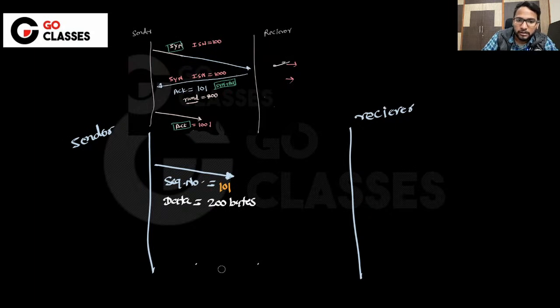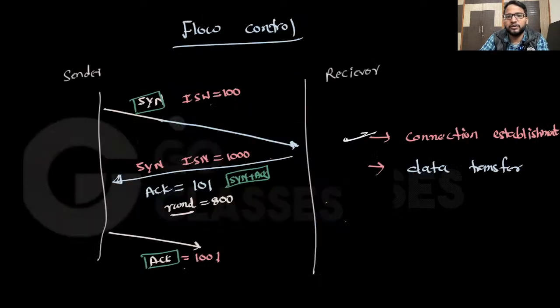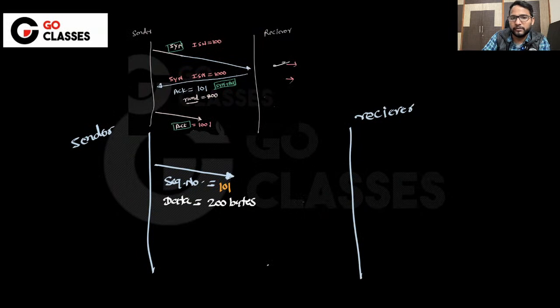Cool. Which means that here at the sender I have some sending window, right? The receiver is saying that you can send me at max 800, but currently I do not have 800, I just have 200 bytes, so I'm sending 200 bytes. So there is a sender window. Let me show you how the sender window behaves.